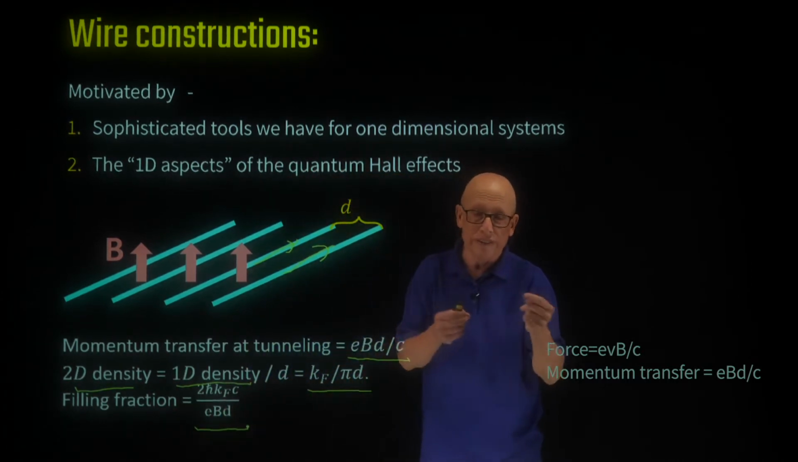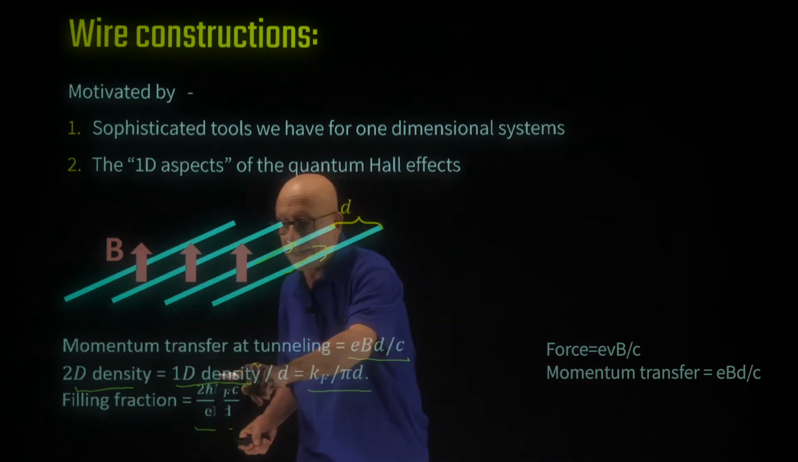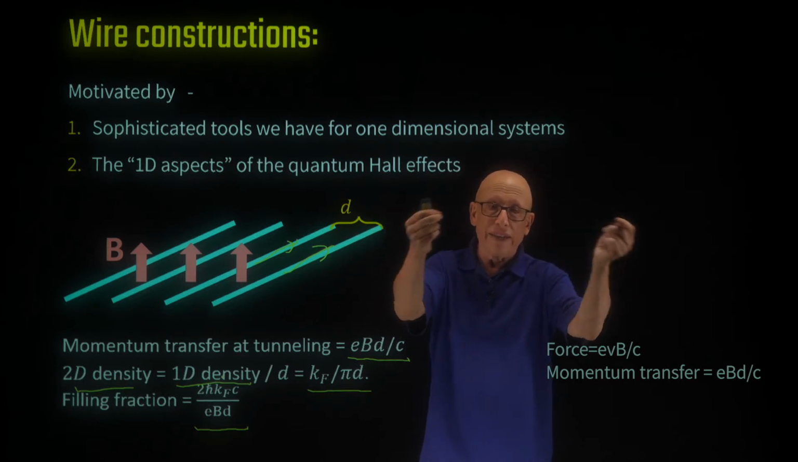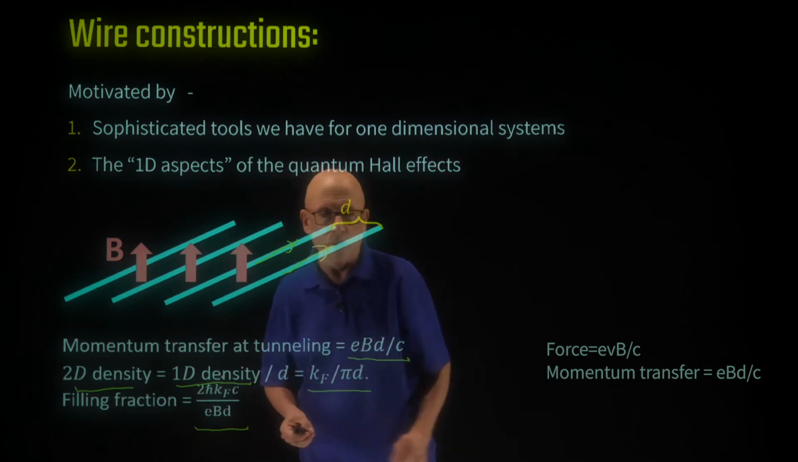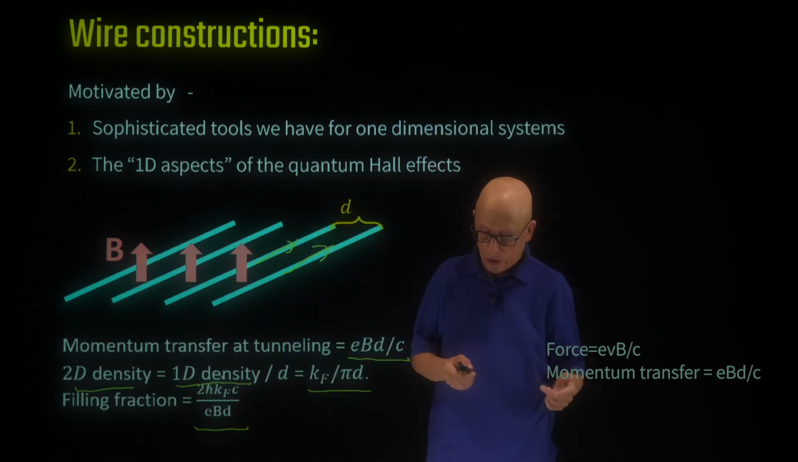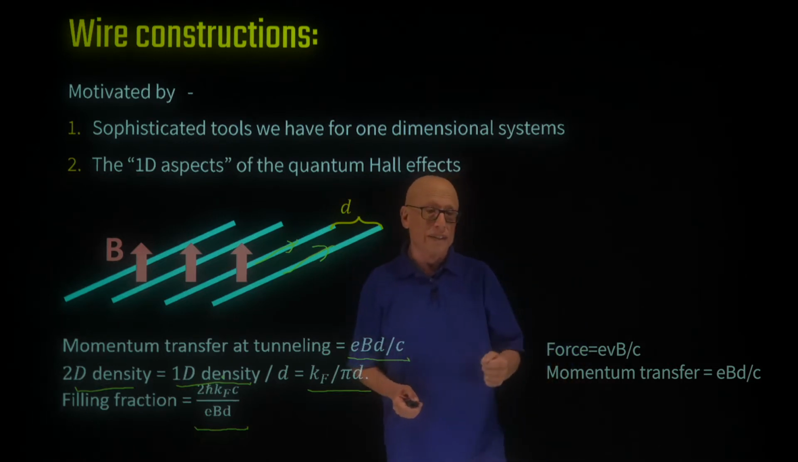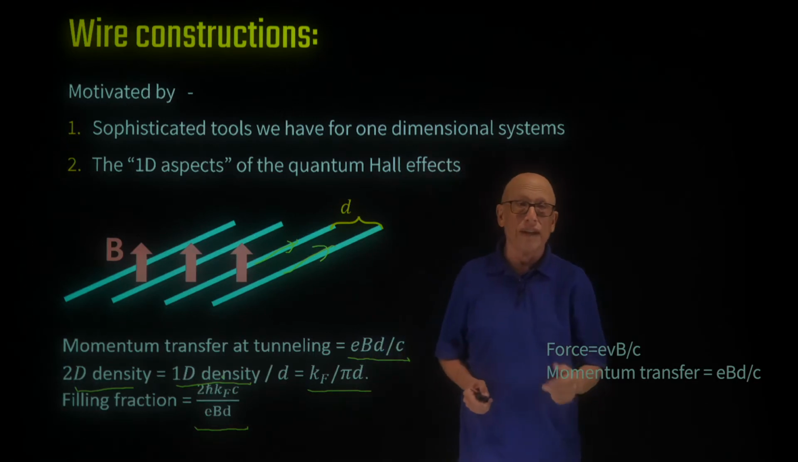The filling factor is expressed here as a ratio of two momentum scales. 2ħk_F, which is basically the momentum separation between the right and left Fermi points of each wire, divided by the momentum that's being given by the Lorentz force. So we'd like to construct, to start with, integer quantum Hall states from this starting point.